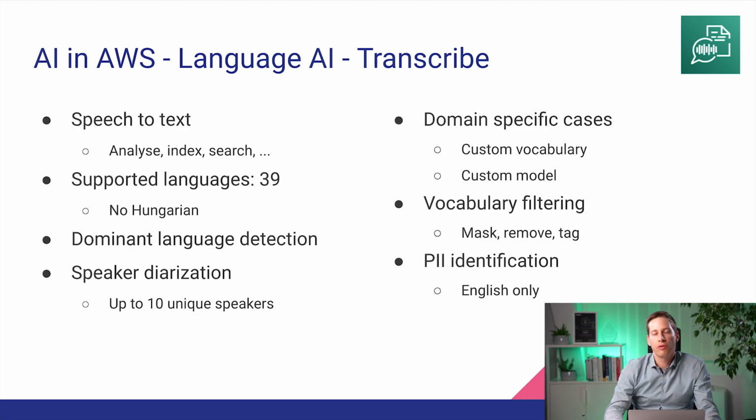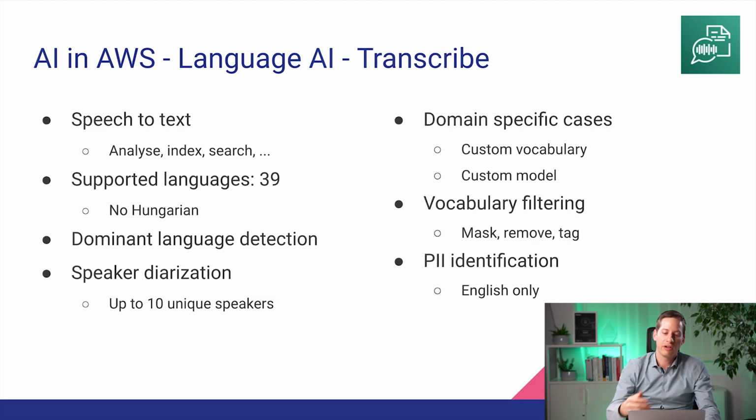It also provides you dominant language detection, so you don't need to wire in another service, for example, like Translate for this. It's going to be provided out of the box, and it can do speaker diarization. Speaker diarization means that when you have multiple people talking in a conversation, then you can identify the text from each of them separately. This might come in pretty handy in some cases. Up to 10 unique speakers in case of Transcribe.